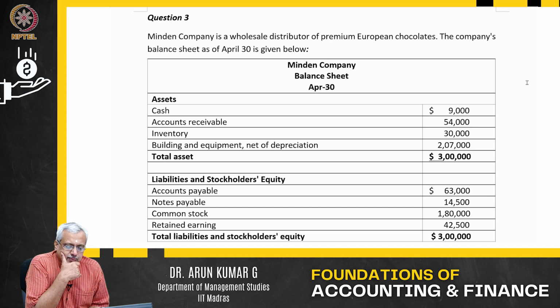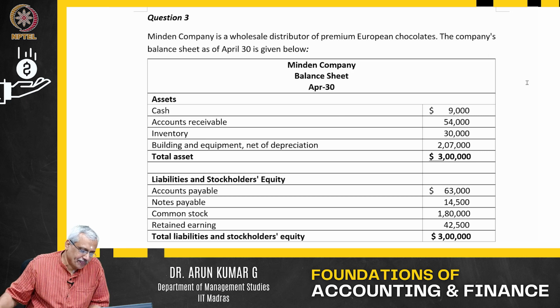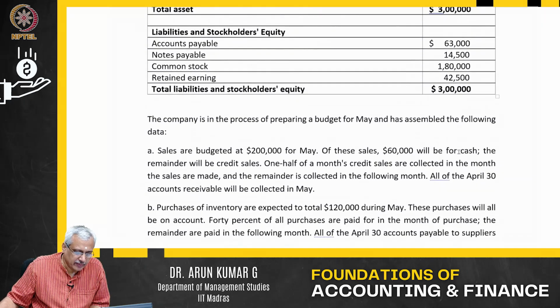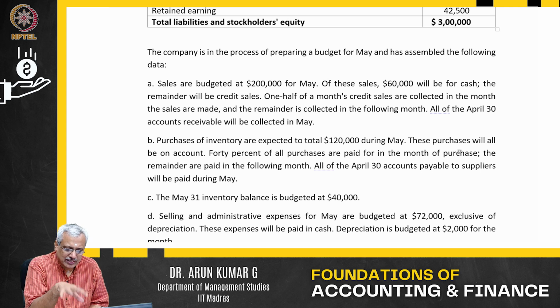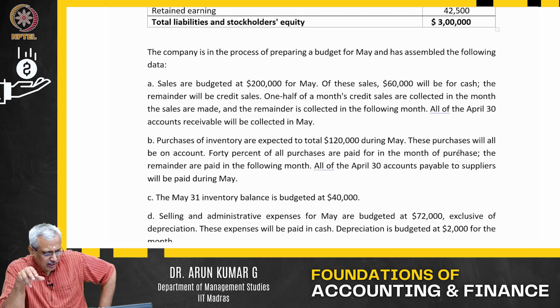Minton Company is a wholesale distributor of premium European chocolates. The company's balance sheet as of 30th April is given below. There is a balance sheet, beautiful balance sheet given out there. The company is in the process of preparing budget for the month of May, that is, please note here only 1 month, and has assembled the following data. Sales are budgeted at 2 lakhs for the month of May. Of the sale, 60,000 will be for cash, the remainder will be credit sale. 1/2 of the month's credit sale is collected in the month of the sale and the remainder is collected in the following month. All of the April 30th accounts receivable will be collected in the month of May.